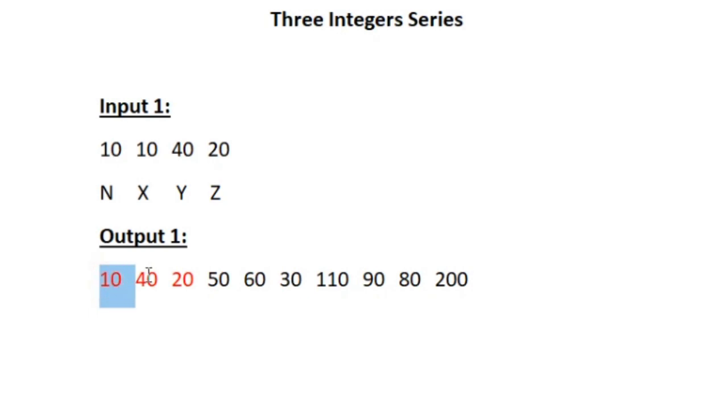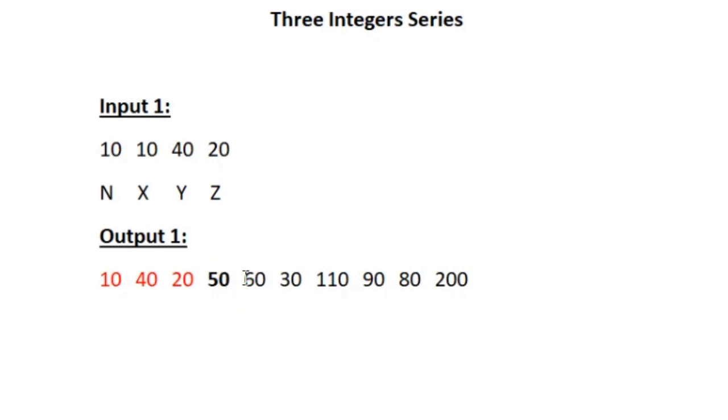Using these 3 integers, we can form the next 3 integers. The first 3 integers are 10, 40, and 20. Now using these values, we are going to form the next 3 values. The first integer out of the next 3 integers is the sum of the first and second integers of the previous 3 integers. That is 10 plus 40, which is equal to 50. So this value will be the first integer out of the next 3 integers.